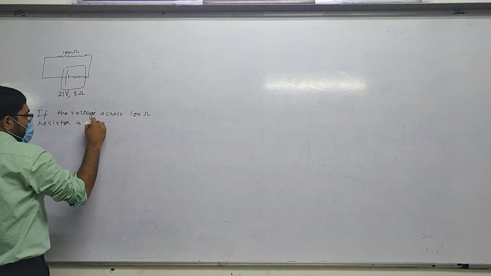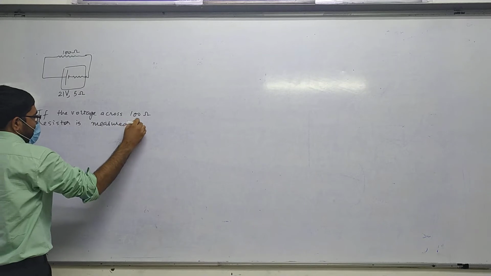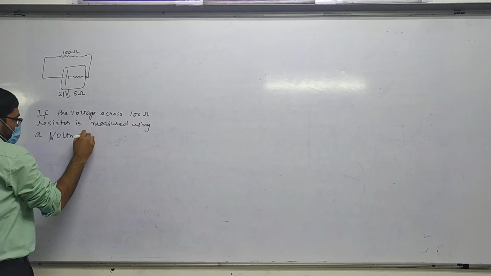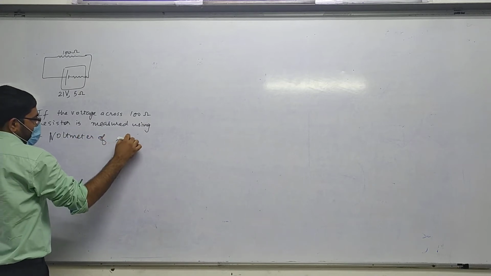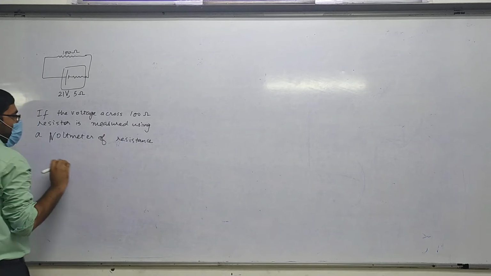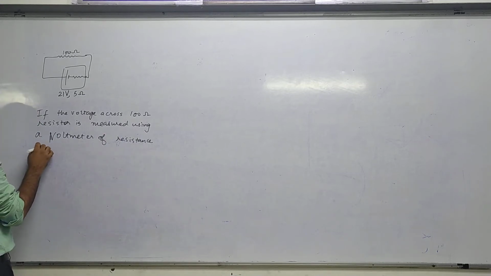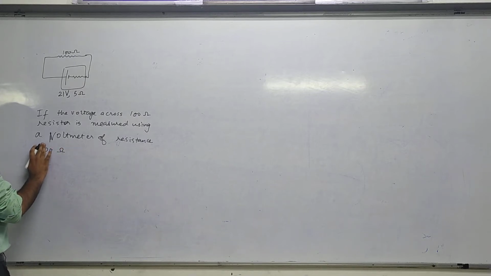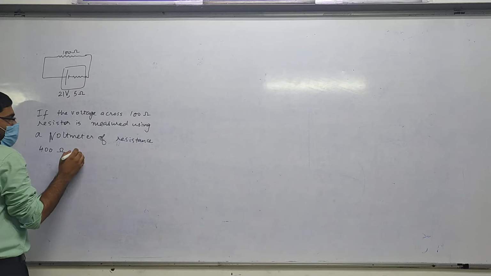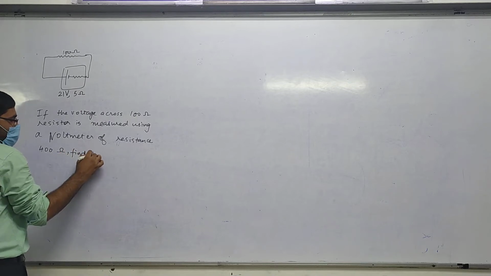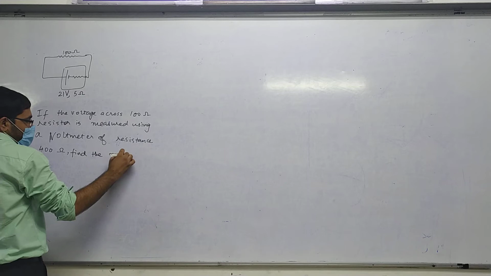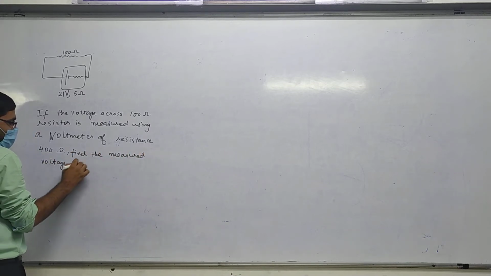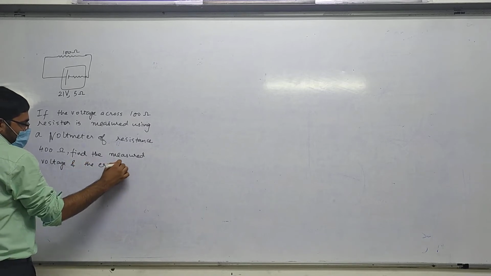is measured using a voltmeter of resistance, okay, 500 ohm, 500, 400, find the measured voltage with the reading and the error in percent.